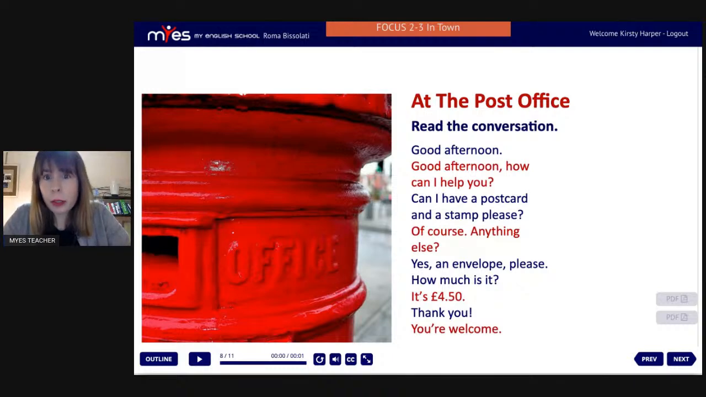£4.50 for an envelope is awful. That's really dreadful. I wouldn't pay £4.50 for an envelope. Talking about it, it's awful. Okay, let's move on.